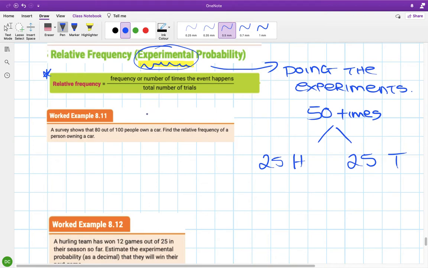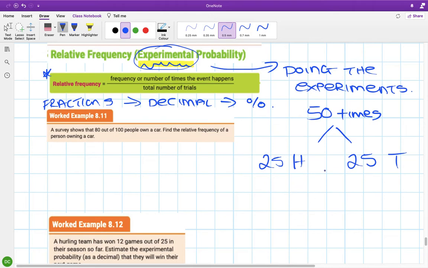So like all the probabilities we've been talking about so far, do you remember I said they can be written as fractions? And if you want, you can then convert that into a decimal. And if you want, you can convert that into a percentage. Okay, I've shown you how to go from fractions to decimals on your calculators, and we'll talk about percentages again. So that's why this thing here is a fraction. Okay, so the frequency, or the number of times an event happens, over the total number of trials.